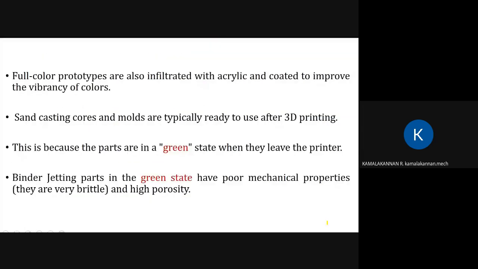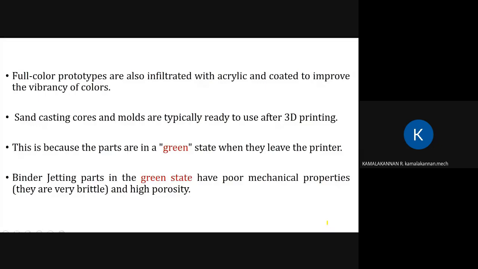We will move to the next slide. Here, once the process and post process are over, we can say it is in a green state. It is in a green state because here, using the glue, we have bound the material at room temperature, so this solid is called a green product. This type of product has to be improved in strength with the help of some other process so that the mechanical properties will be improved, or else it will be in a very brittle form. It will break very easily.